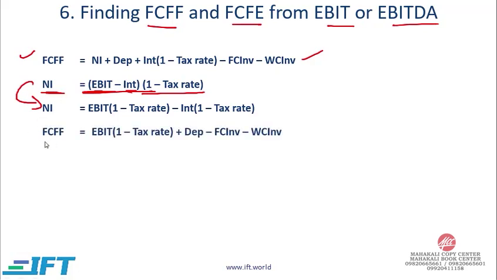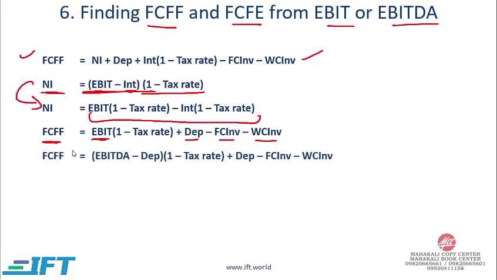Okay, so then notice that if you take this relationship and plug into the numbers over here, what do you get? You then have FCFF is EBIT into 1 minus tax rate plus depreciation minus fixed capital investment and working capital investment. So what do we have over here? We can see that starting with EBIT, if you are already given EBIT, you can use this relationship to come up with FCFF. And then from here you can come here.